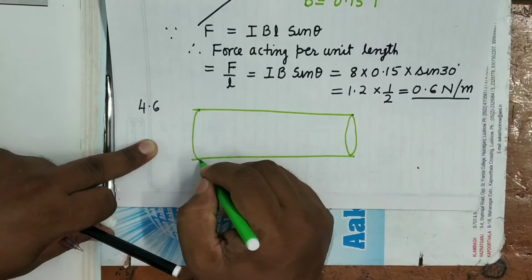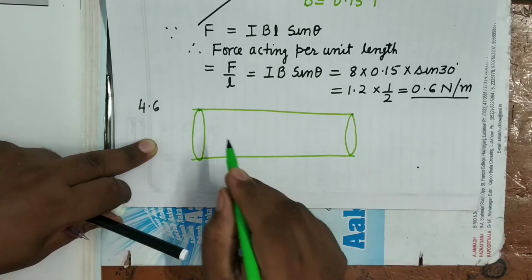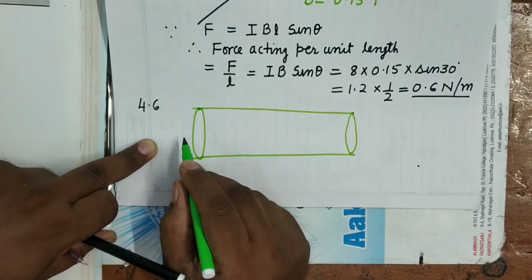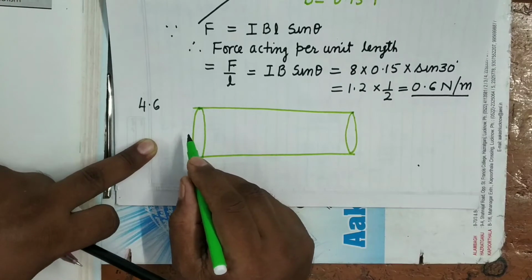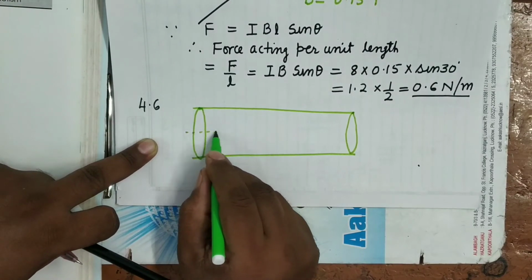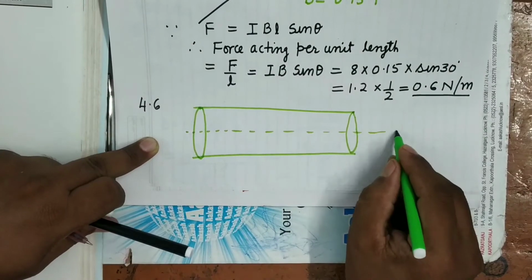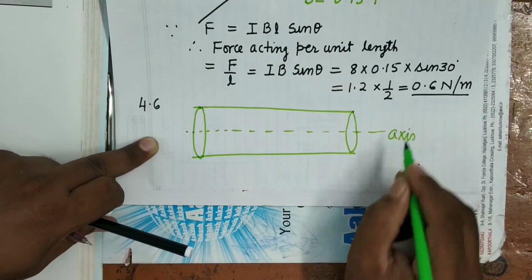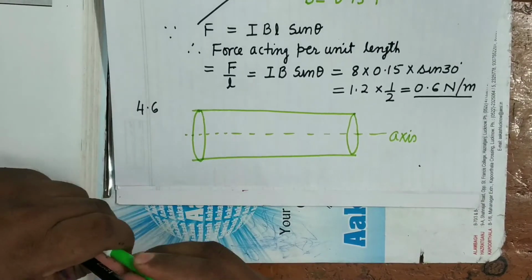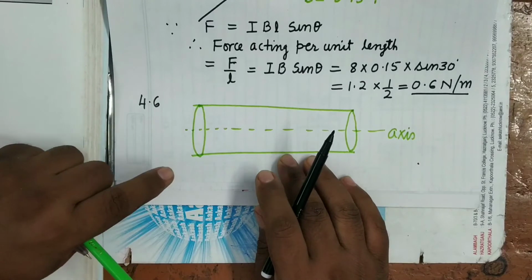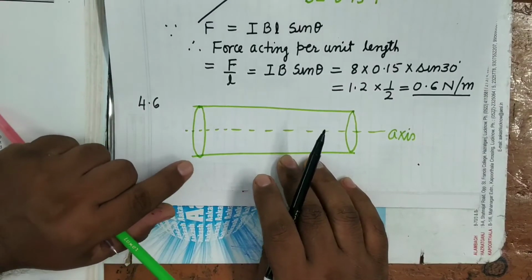This is the solenoid. What is the axis of the solenoid? This is the solenoid and this is the axis of the solenoid. It is given that a 3 centimeter wire carrying a current of 10 ampere is placed inside a solenoid perpendicular to its axis.